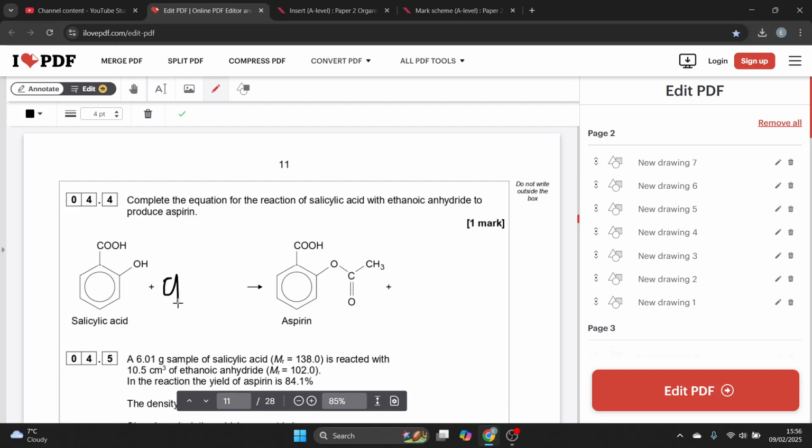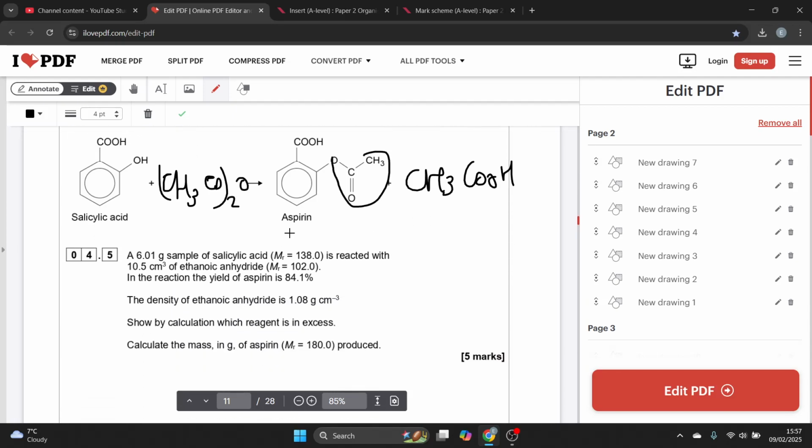So CH3CO, and then brackets 2O, and in this case I'm going to form CH3COOH, ethanoic acid. Yeah, ethanoic acid, that's what I'm going to form, because CH3CO, 2 of them, and then your O on the outside, and CH3COOH.